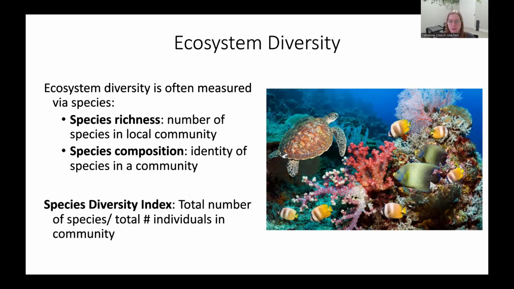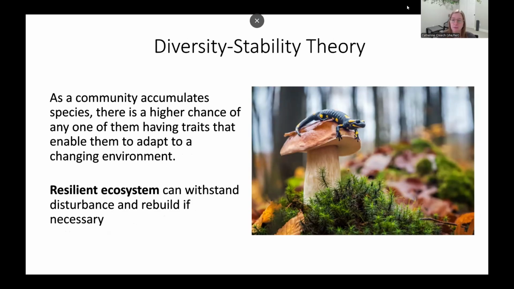When we're measuring biodiversity, we can use a species diversity index number. That's going to be the total number of species divided by the total number of individuals in a community of all species. When we think about diversity in an ecosystem, we have this idea that higher diversity leads to higher stability. It's called the diversity stability theory.